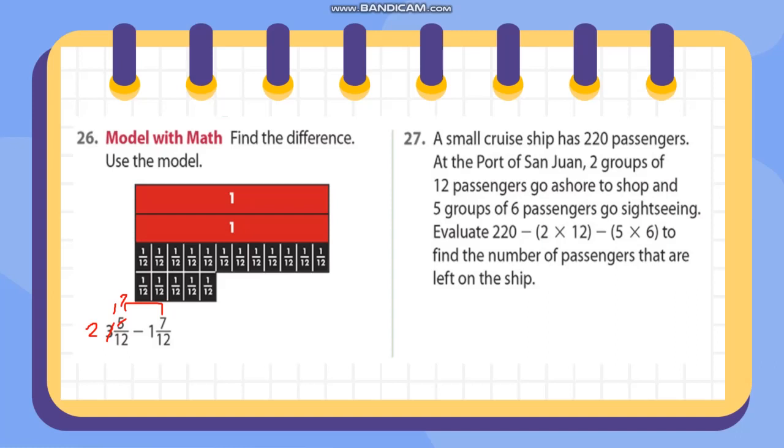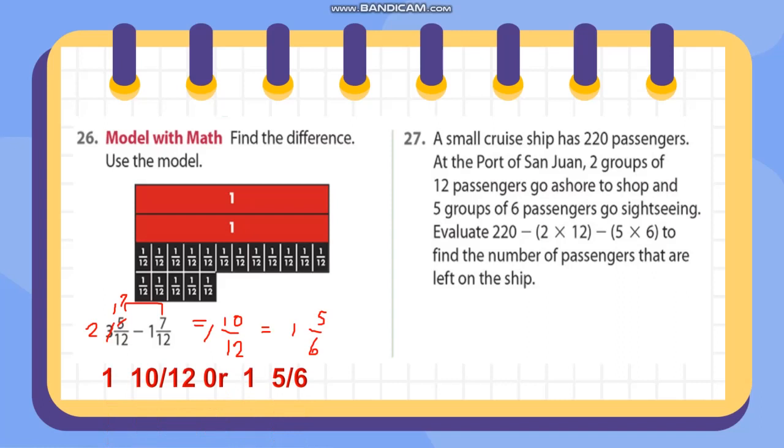So 12 over 12 plus 5/12 is 17 over 12. So 17 minus 7 is equivalent to 10. Then the denominator is 12, we simply copy. Then 2 minus 1 is equivalent to 1. So the answer is 1 and 10/12. If you simplify that, it is equivalent to 1 and 5/6. So the final answer is 1 and 10/12 or 1 and 5/6.